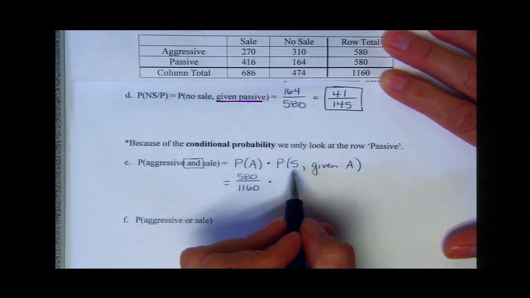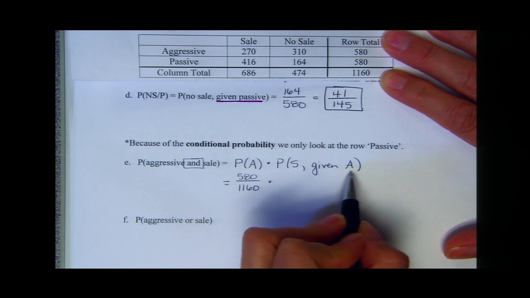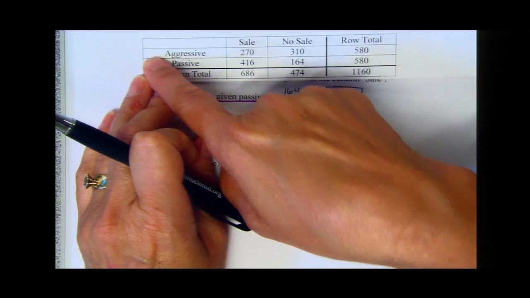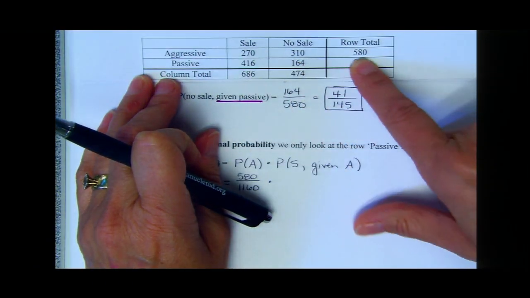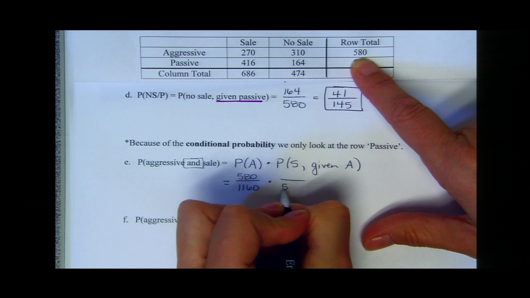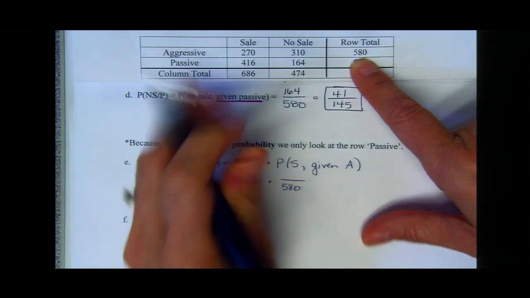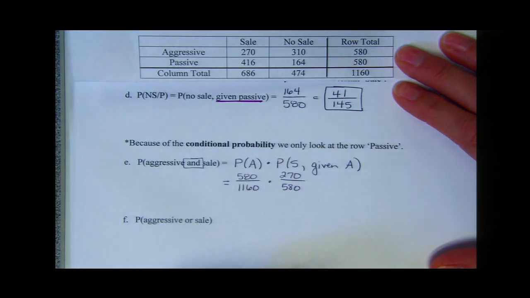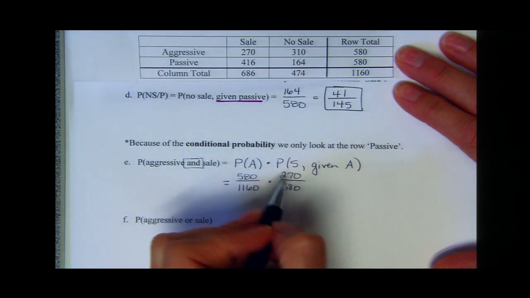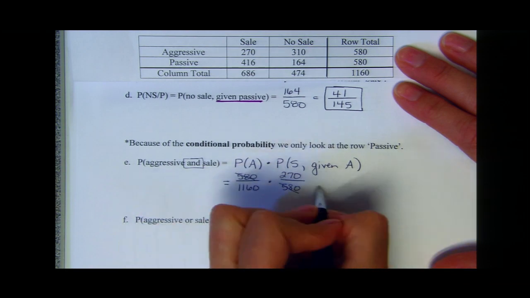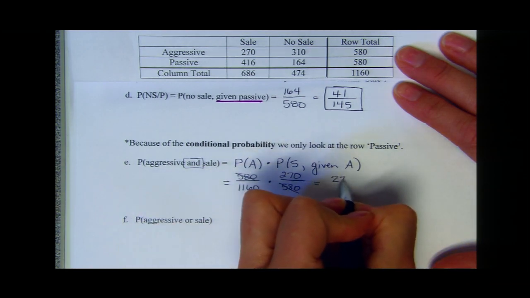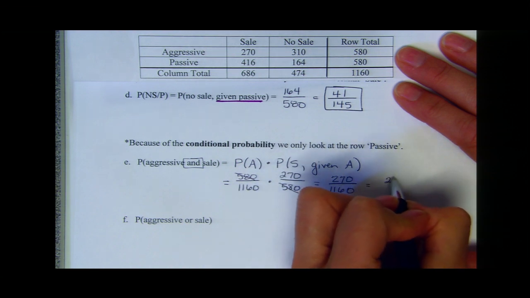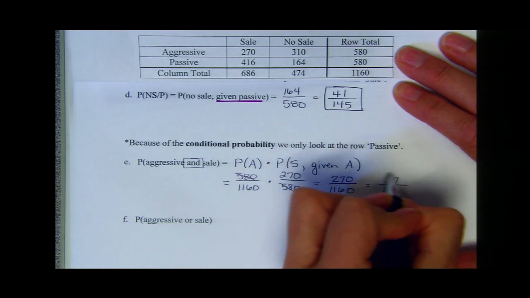All right, so here we have a conditional probability. I'm going to restrict it to given aggressive. So here's aggressive. It is a row. So my denominator is the 580. And sale would be the 270. And here's why I did not reduce that first fraction. That cancels that out. I get 270 over 1160, which reduces to 27 over 116.